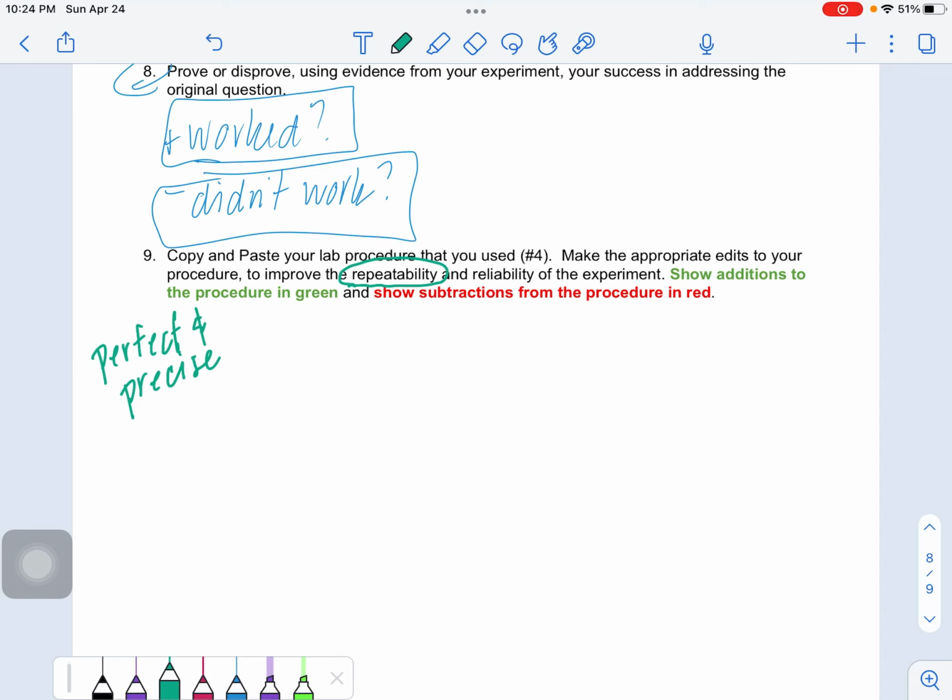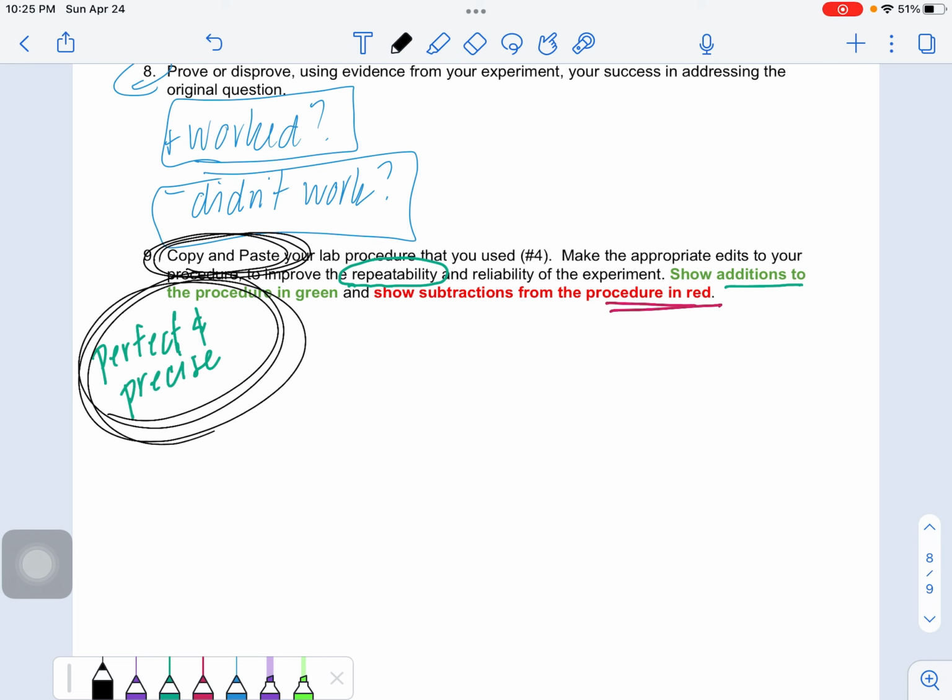And maybe things you're going to add here are going to be things that you did. Maybe things that you add here are going to be things that you wish you did. And maybe things that you're going to take out here are things that you did or just you shouldn't do. So what you're going to do is copy and paste what you had from above and add anything you need to have in there in green and everything you don't want to be in there in red. So scroll back up to your number 4, copy paste that in, and make these corrections. And again, this new and final copy should be perfect and precise.